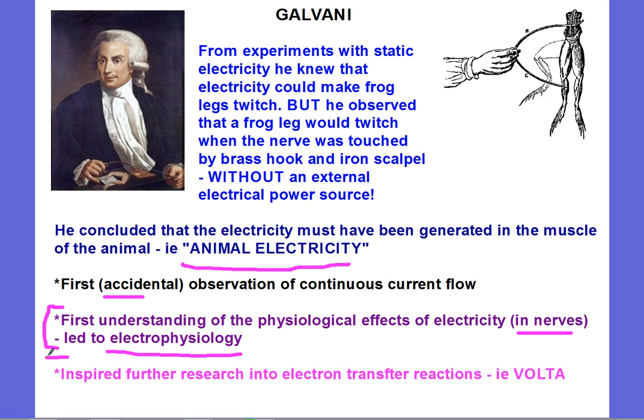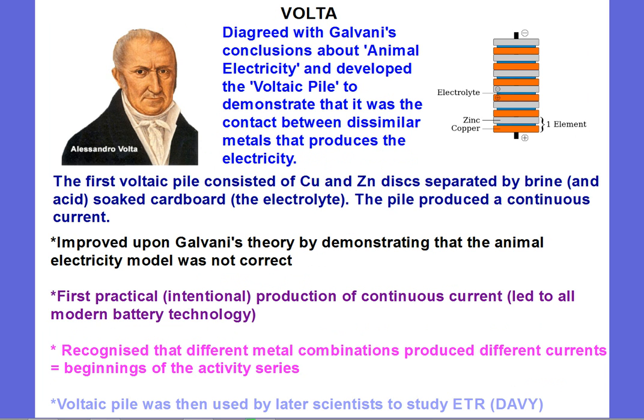But one of the main reasons why he contributed to electron transfer reactions was that he inspired further research by other scientists, particularly Volta, who disagreed with his findings. Now, Volta disagreed with Galvani's conclusions about animal electricity, and he developed something called the voltaic pile to demonstrate it was just similar metals in contact which produce electricity.